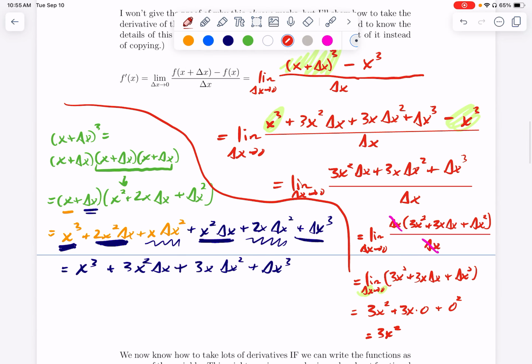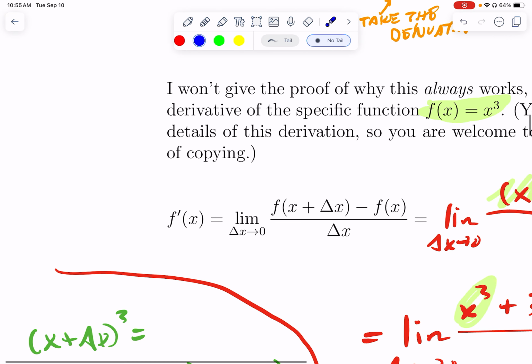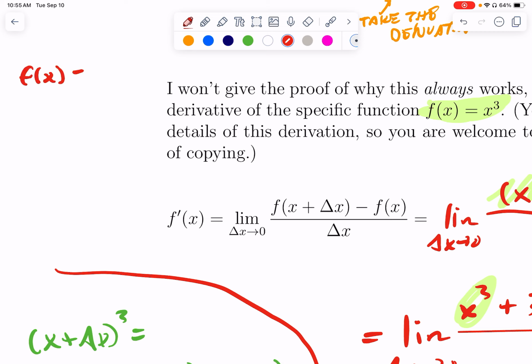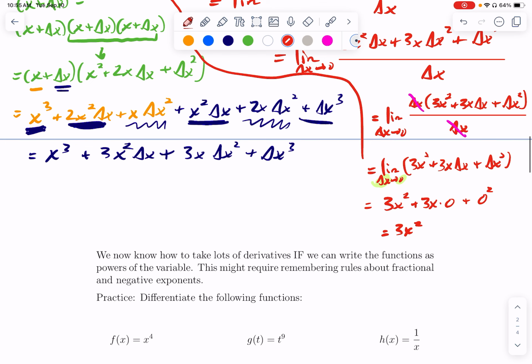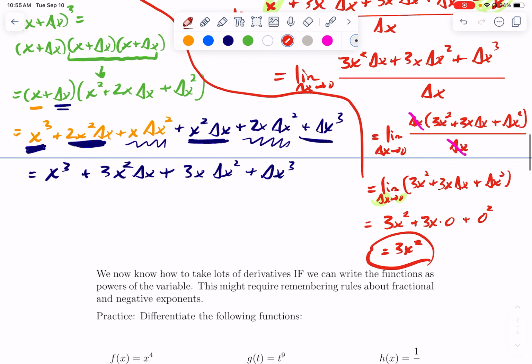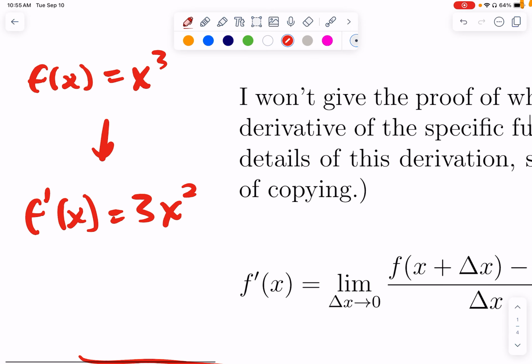So let's just take a step back and think about what we did here. Don't get caught up in the details. Just admit we took the limit definition of a derivative and very carefully did all of the algebra. But what we've really learned here is that if the function f of x is x to the third, then the derivative, the function that keeps track of the slopes of the tangent lines, was 3x squared. Go down here, 3x squared. So this is an example of that pattern.